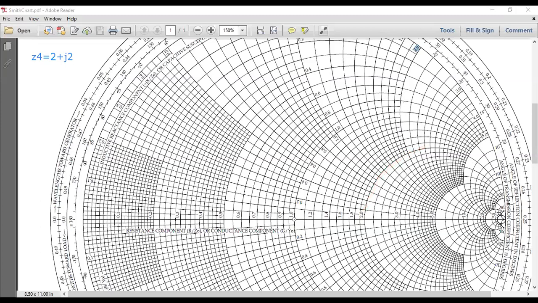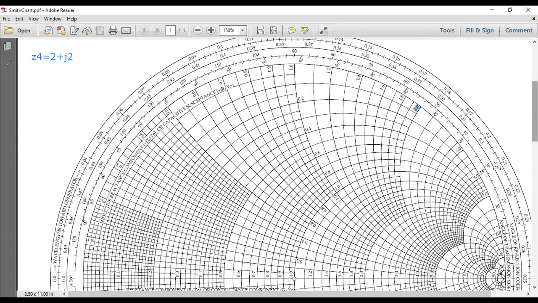So if I show it properly, here it is 1, 1.2, 1.4, 1.6, 1.8, and 2. So this line you have to take, and now the line of 2. So this is your line of 2. It will go here. So this point will be 2 plus j2. Am I right? Have you got this? Yes, sir. Okay. So similar to this, now you can plot the impedances.